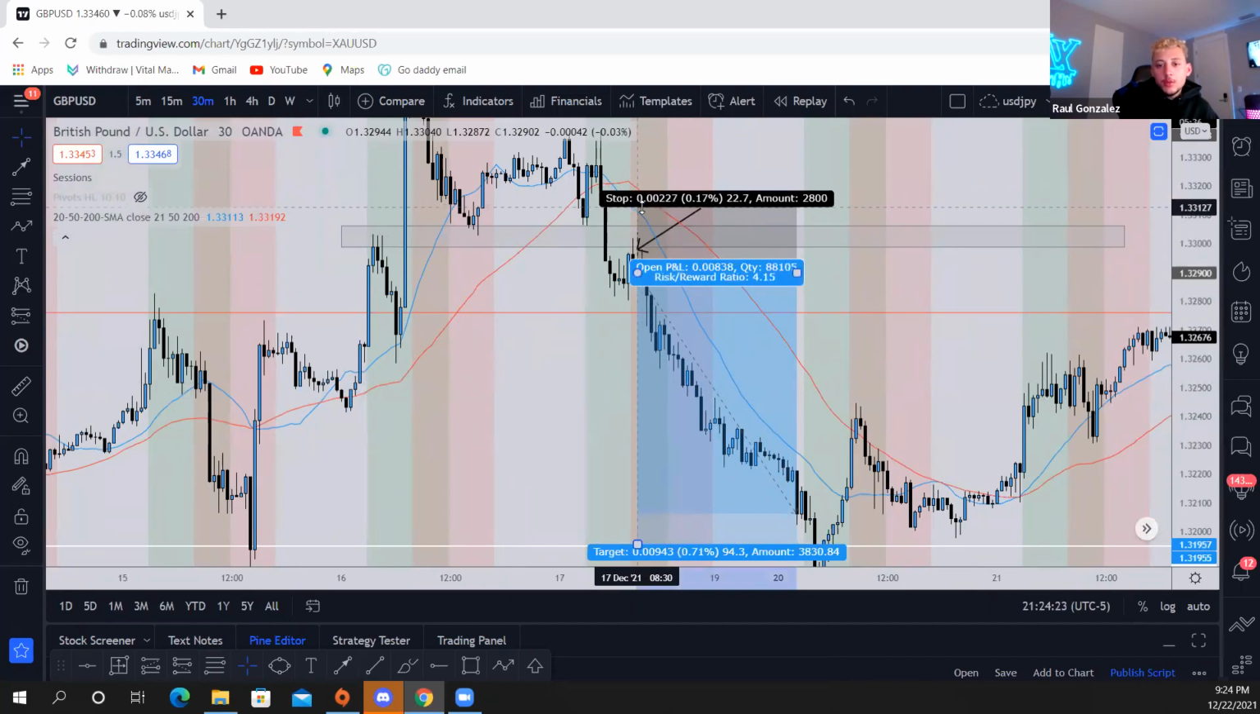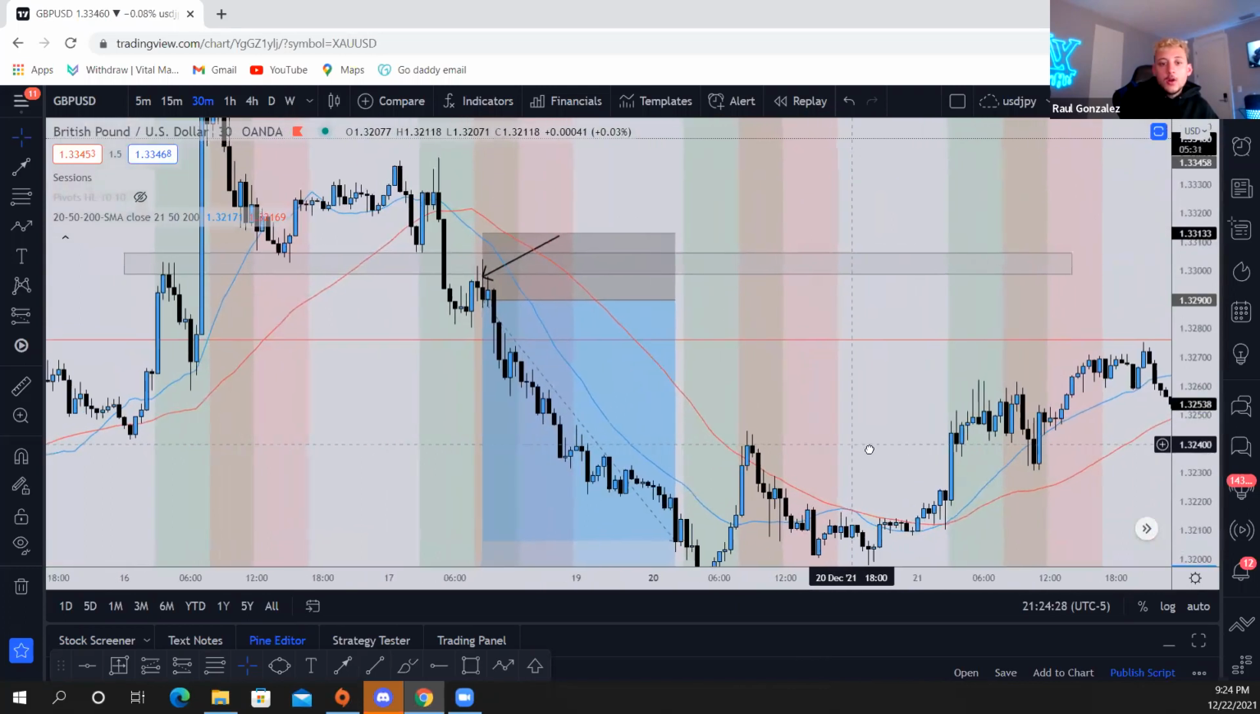Like if I wanted to be a little bit more greedy with the stop loss, then I would have put it here and I would have gained 4 times my risk, right?